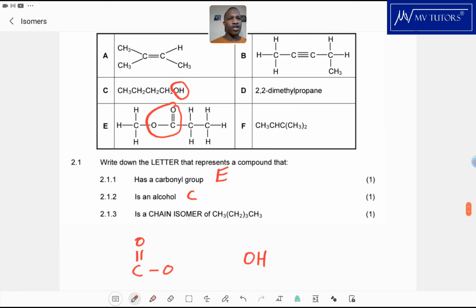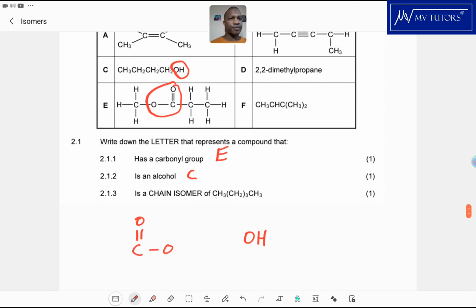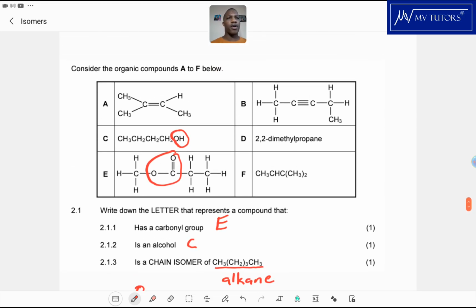Then it says is a chain isomer of that. Okay, now if you remember what a chain isomer is, they have the same homologous series, meaning if they're alkanes, they're all alkanes, such as this. What we can notice here is that this is an alkane actually. Okay, it's only single bonds between C and H. So it's an alkane. So here we'll be looking for an alkane.